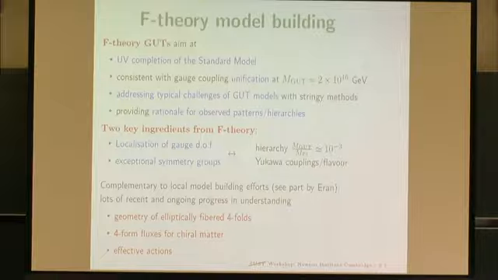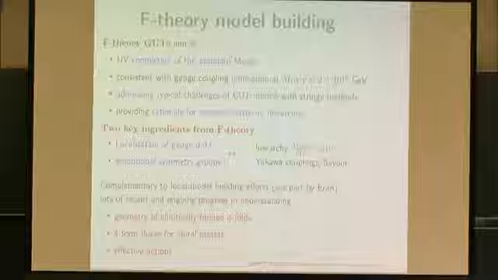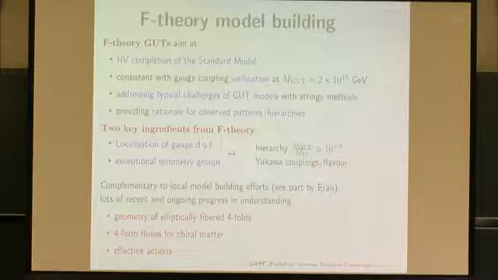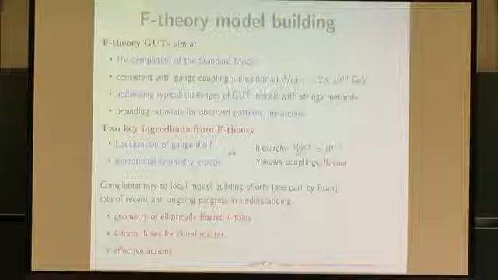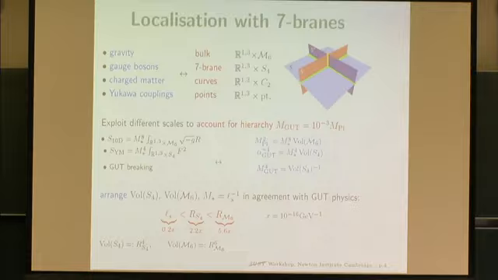The two ingredients from F-theory, as you know, are on the one hand the localization of gauge degrees of freedom, which at least can help us accommodate this little hierarchy between the GUT and the Planck scale, and the appearance of exceptional symmetry groups, which makes it similar to heterotic string theory, which is important to get Yukawa couplings and the right flavor structure. And complementary to these local model building effects, once more, there has been a lot of ongoing progress in understanding global aspects of the geometry of elliptically fibered fourfolds, of four-form fluxes, which are crucial in order to get the chiral and also the non-chiral matter spectrum, and of effective actions.